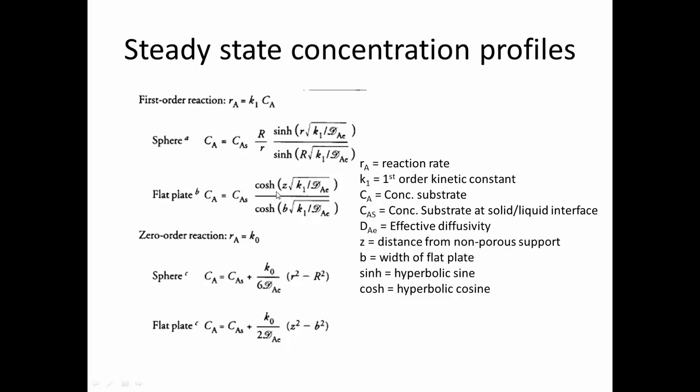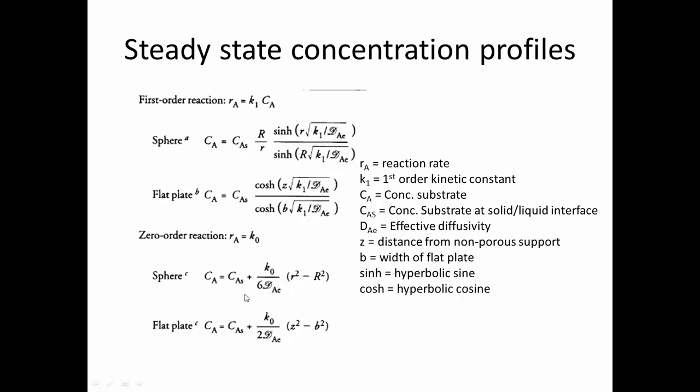With a flat plate we have Z, which is the distance from the non-porous support. And again, if we're considering steady state shells, we have a varying distance that is either B or less. B is the entire width of your flat plate. For zero orders, it looks a little bit different.